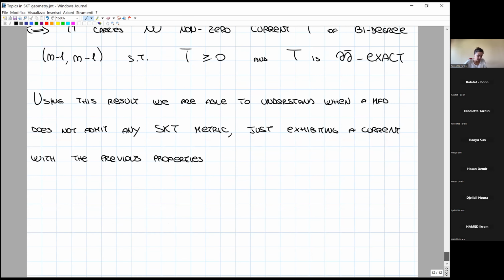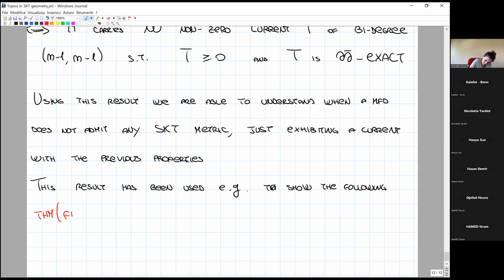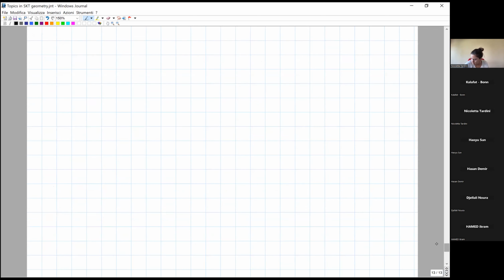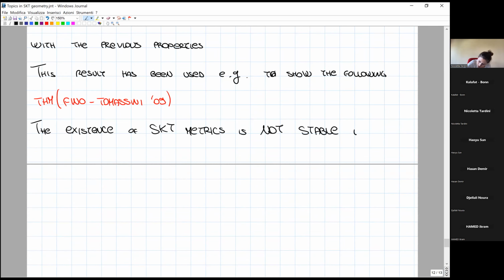And in fact, this result has been used. So, and here I conclude. This result has been used on several occasions, for instance, to show the following theorem, due to Fino and Tomassini in 2009: the existence of SKT metrics is not stable under small deformations of the complex structures.